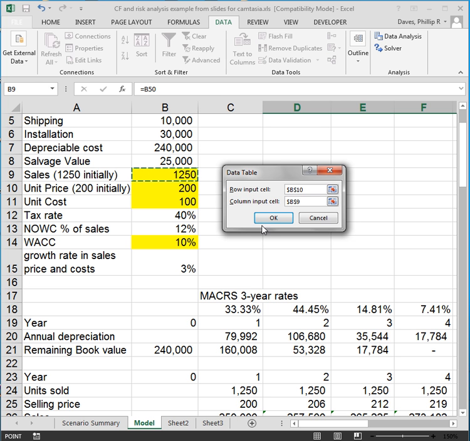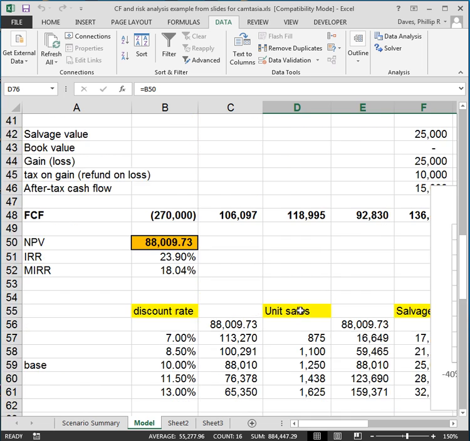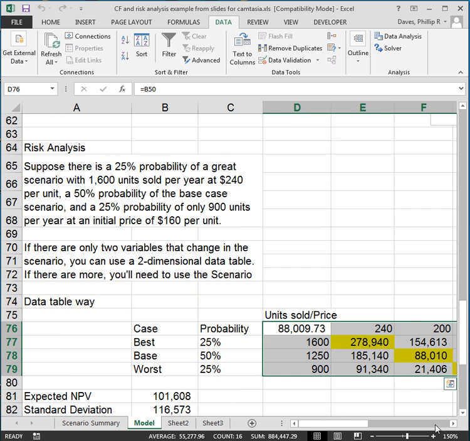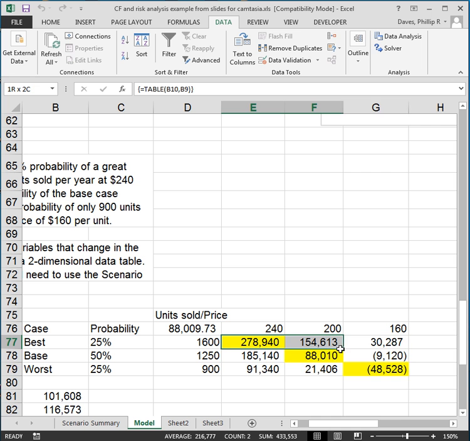in cell B9. Click OK. And what the data table automatically does is it fills in the net present value for each one of those pairs of inputs. This yellow highlighted cell consists of the net present value when you have 240 units sold and 1,600 units sold and a price of 240.